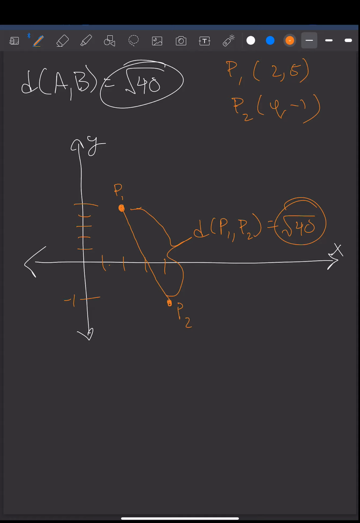Well, what if we just want to find the midpoint of these 2 points? How do we find the midpoint? Don't worry, I got you. The midpoint formula, going back to math, you know, it's still always a lot of formulas. The midpoint formula is as follows. Let me just write it down.